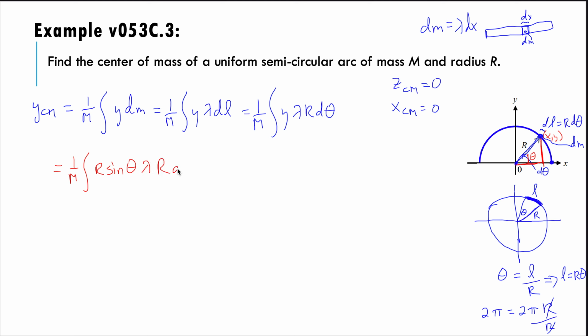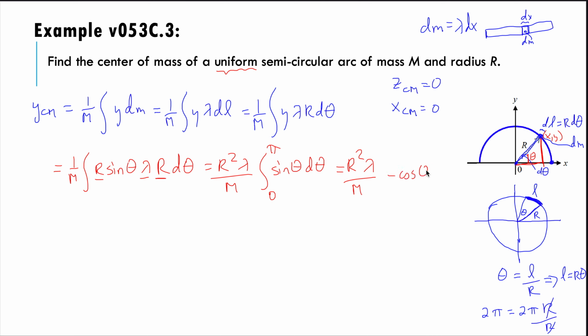lambda r d theta. Now we notice that we have a lot of constants, r and lambda. Lambda is a constant because the rod is uniform, and r. We can take the constants out. We're going to have r squared lambda over m. Then we're going to integrate sine theta d theta from 0 to pi. The integral of sine theta is negative cosine theta. So we're going to have r squared lambda over m negative cosine theta from 0 to pi.